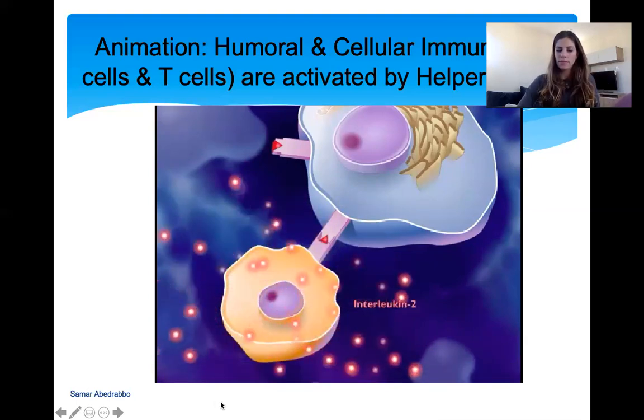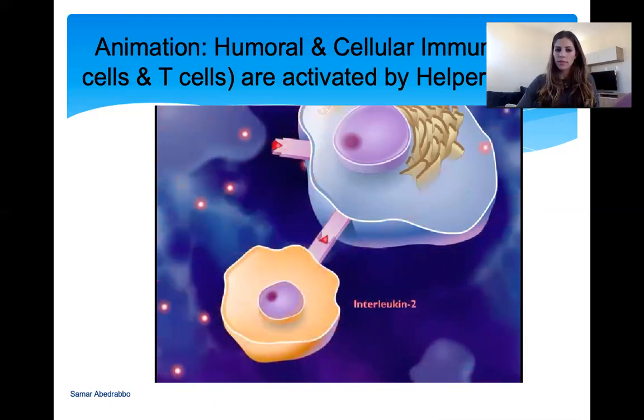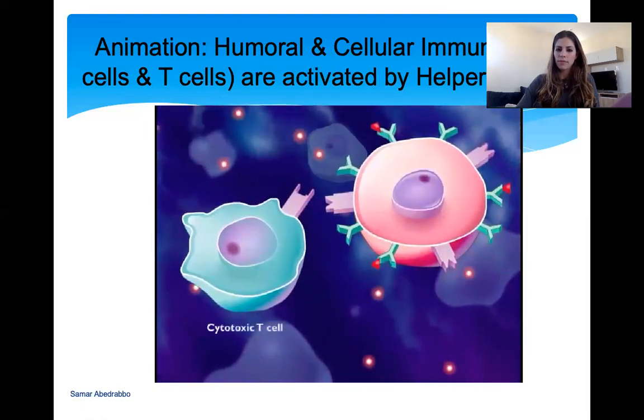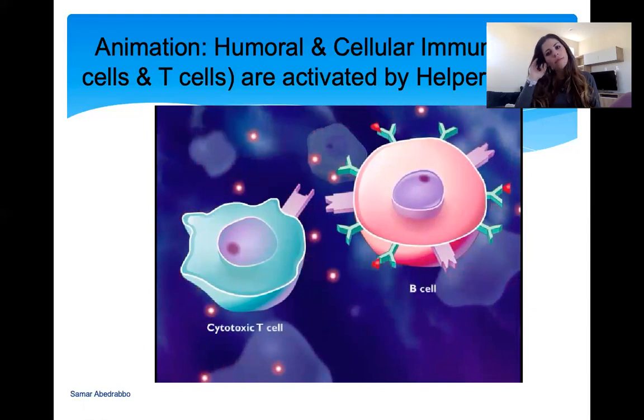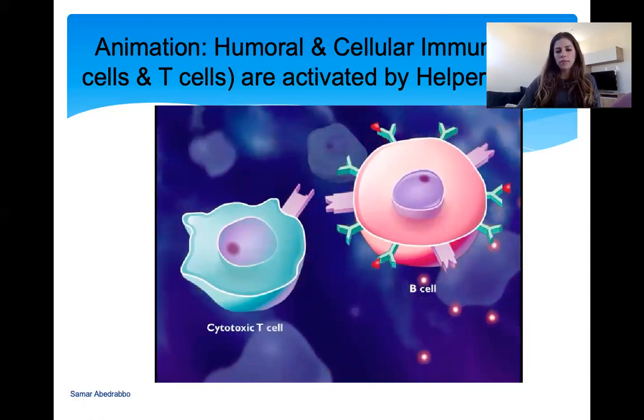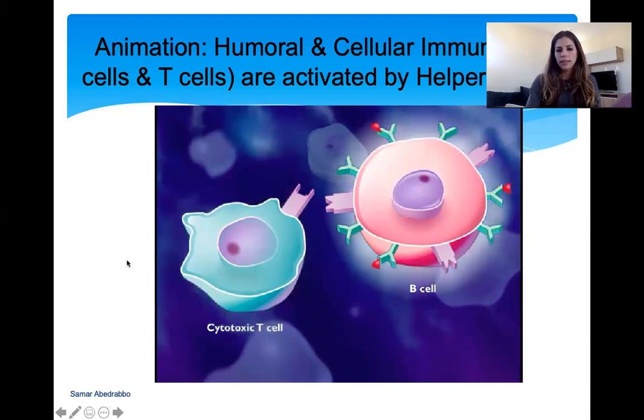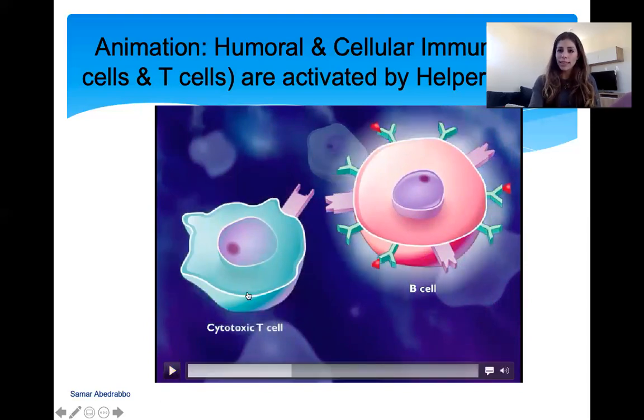Stimulates the T helper cell to secrete interleukin-2. Interleukin-2 causes the proliferation of certain cytotoxic T cells and B cells. The immune response from this point follows two paths, one using cytotoxic T cells and one using B cells. Cytotoxic T cells are involved in cell-mediated immunity. B cells are involved in humoral immunity. B cells target extracellular pathogens. Cytotoxic T cells target intracellular pathogens.